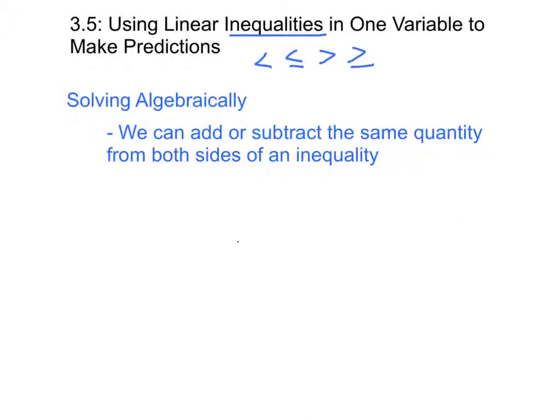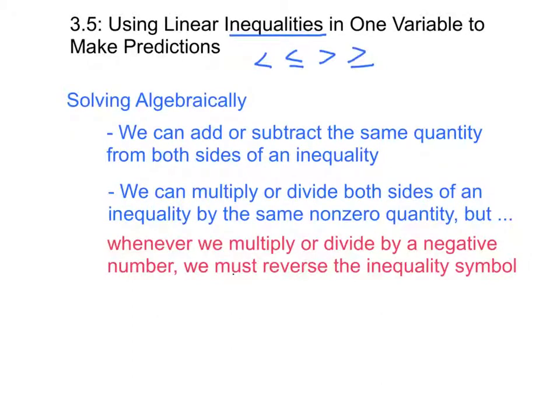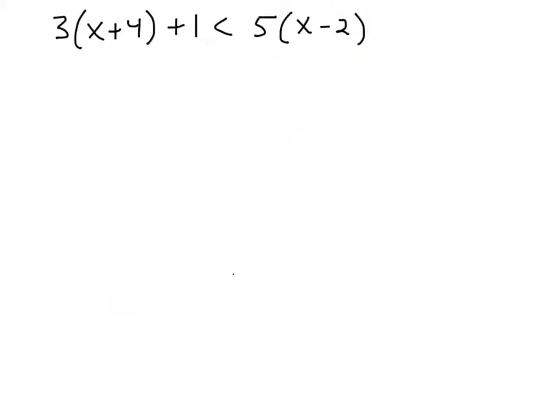But here's where we have to be careful. Whenever we multiply or divide both sides by a negative number, we have to reverse the inequality symbol. Now, it's extremely important we remember to do that whenever we multiply or divide by a negative number, because if we don't, then our solution set won't come out to be correct. Okay, so let's look at an example to see how this works.